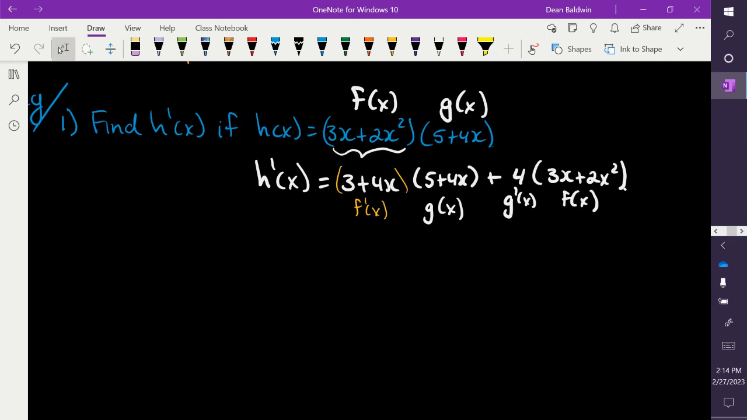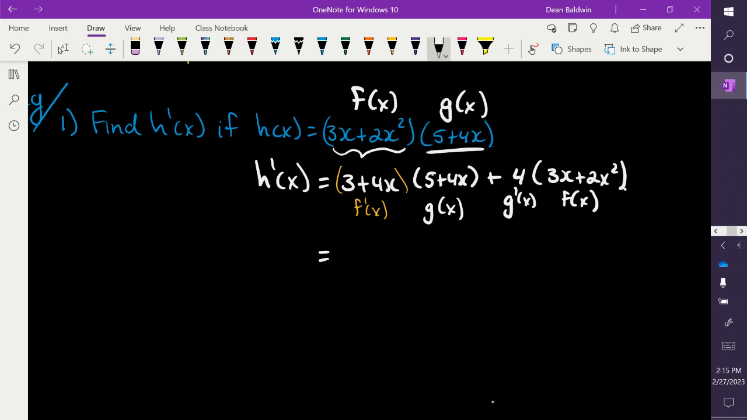Now we got to simplify it because this is ugly. So we're going to have to FOIL it anyway. Why is there a 4? That's g prime, the derivative of this. It's just derivative times function. Yeah. Plus derivative times function. Yeah, that's exactly what it is. Yeah. All right. Now we got to FOIL.